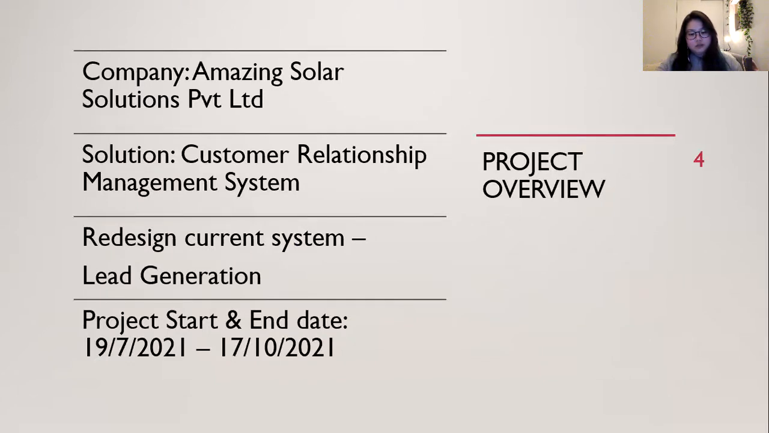To give you a little bit of a project overview, the company for this project is Amazing Solar Solutions Private Limited, and the solution that we chose is the Customer Relationship Management System, which is the CRM system. The goal is to redesign the current system to provide better lead generation. The project runs from the 19th of July 2021 to the 17th of October 2021.